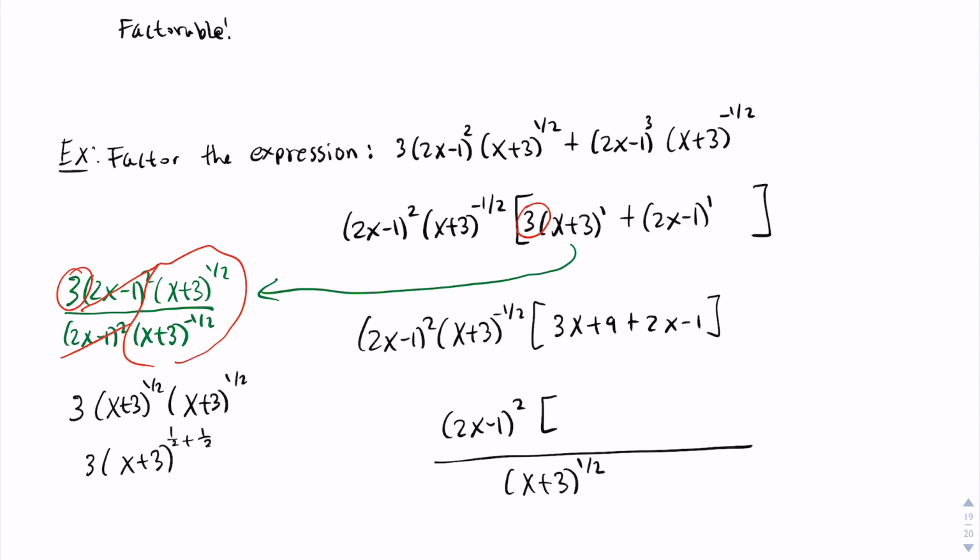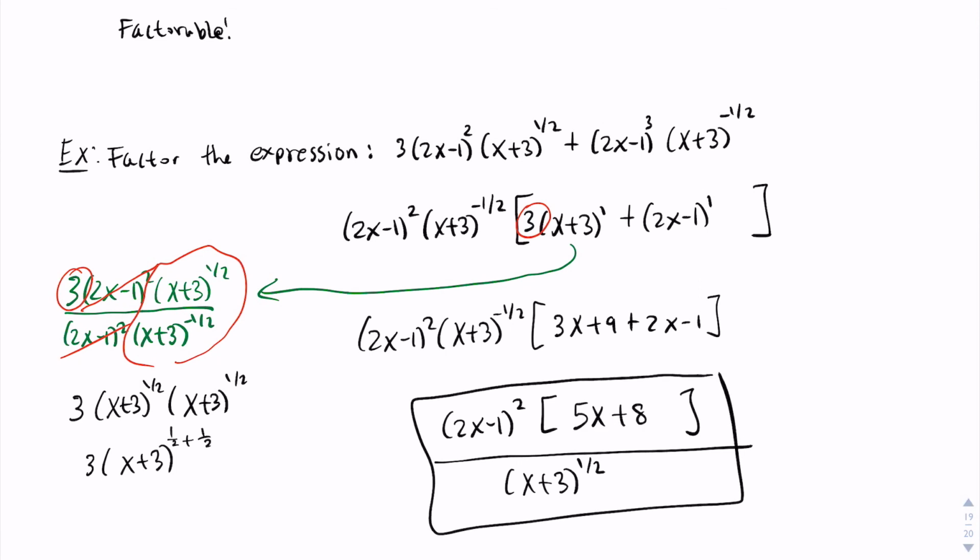And what are we going to have in those brackets in there? 5x plus 8. Yeah, 5x plus 8. So this will be the expression. On the bottom, you have a choice to write this as the square root of x plus 3. But you shouldn't leave it up here as a power of negative 1/2. The negative exponents, again, you want to convert into positive exponents.